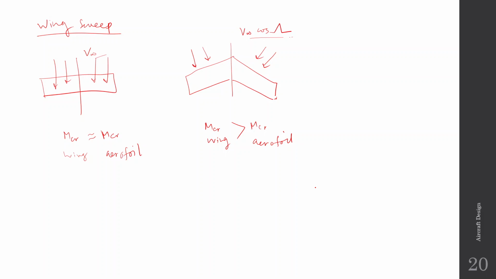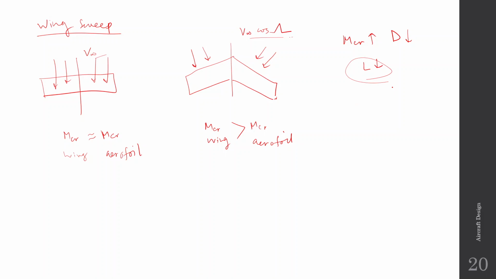But you can obviously guess that if the approaching velocity is lesser, then the wing will produce less drag, and it will also produce less lift. So there is again a kind of compromise type of situation, because in this case your MCR is higher, okay, your drag is lower, but your lift is also lower.